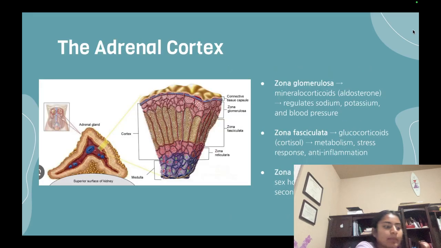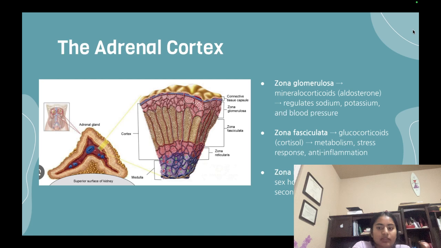We're going to talk a little bit about the adrenal cortex. I think this is our last topic, our last slide as well. The adrenal cortex has 3 layers, each producing different hormones. From the outermost to the innermost, we have the zona glomerulosa, the zona fasciculata, and then the zona reticularis.